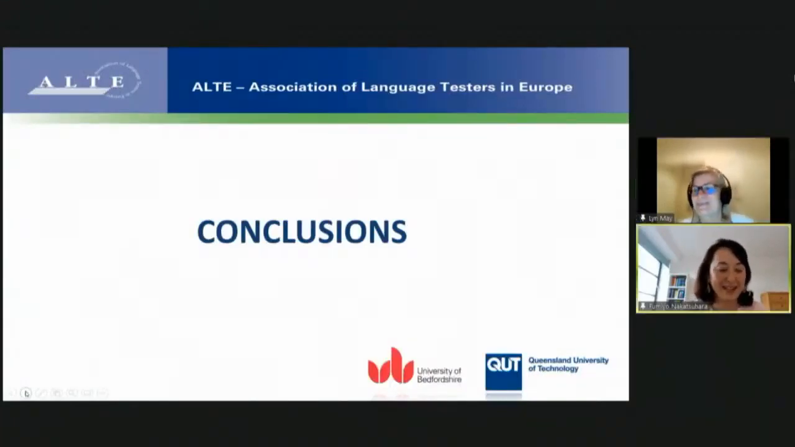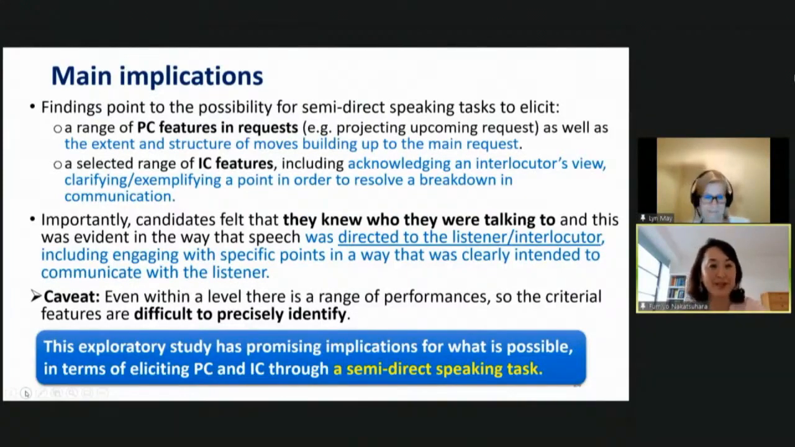Okay, so thanks, Ling, and then let's move on to the conclusion, a very brief one. So just to summarize our findings, we have observed some good evidence of selected PC and IC features being elicited in our semi-direct speaking tasks, including a range of PC features for requesting and pre-expansion moves, and selected IC features such as acknowledging an interlocutor's view or clarifying, exemplifying points in order to resolve a communication breakdown. Yeah, and we were particularly happy that they knew who they were talking to, as evidenced by the way they spoke, they formulated and directed the utterance to the listener.